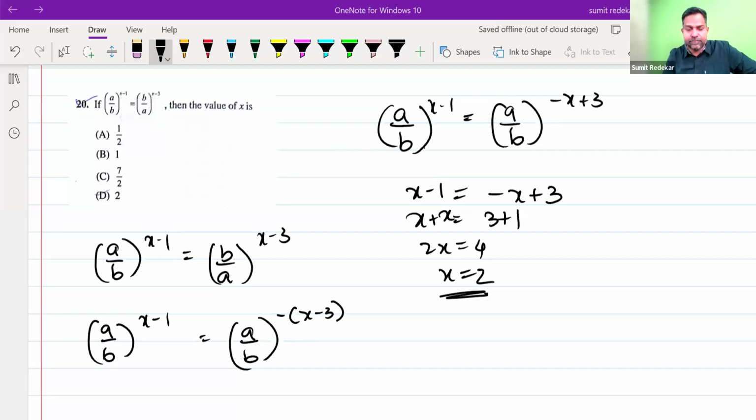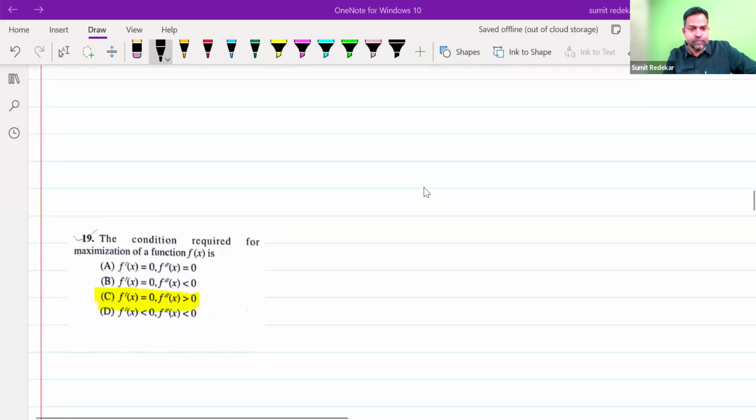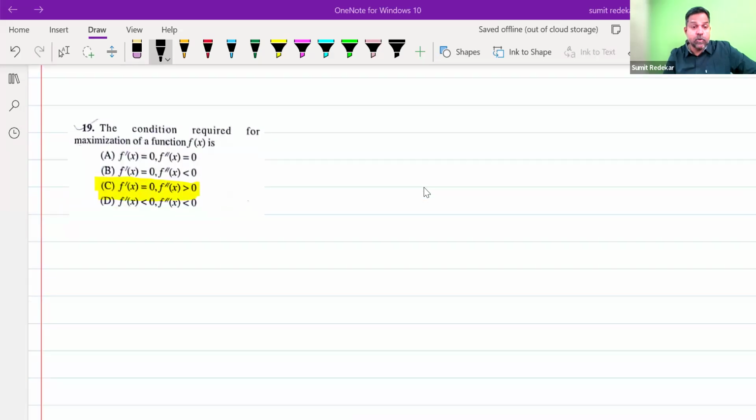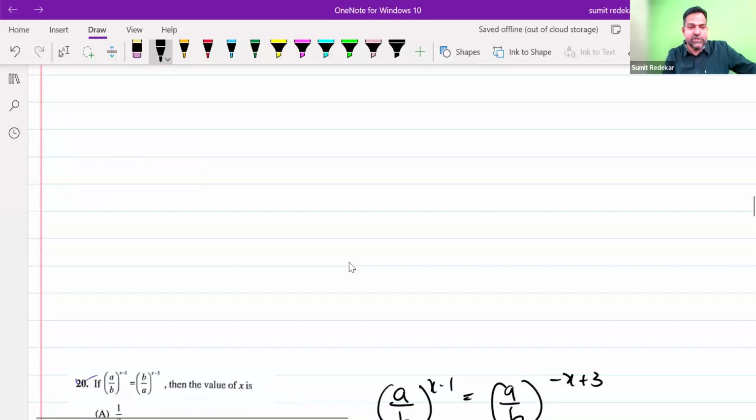Question number 19. Yes. Oh, sorry, maximization. Sorry about that. The answer will be B. Maximization, right? Not minimization. The first order derivative must be 0 and the second order derivative must be less than 0. Sorry about that. Make that change. I read that as minimization. That is question number 20.